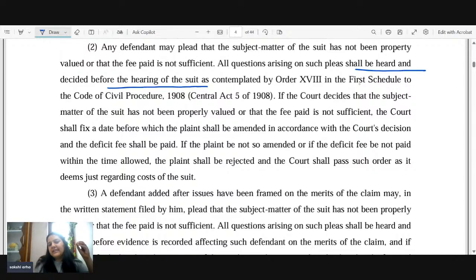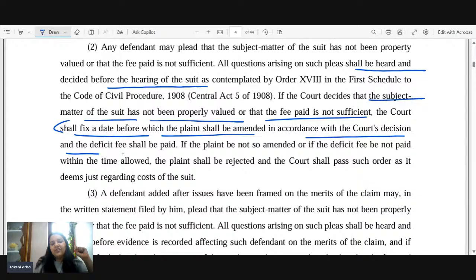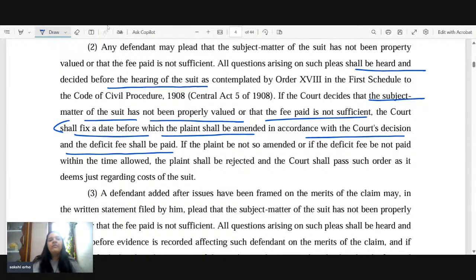Then if court decides that subject matter of suit has not been properly valued or fees is not sufficient, the court shall fix a date on which the plaint shall be amended in accordance with the court decision and the deficient fee shall be paid. So अगर कोर्ट को लगता है कि ठीक है सब्जेक्ट मैटर प्रॉपर्ली वैल्यूड नहीं है, प्रॉपर्टी सही से वैल्यूड नहीं की गई है, जो फीस की गई है वो सफिशिएंट नहीं है, court will give them a time.